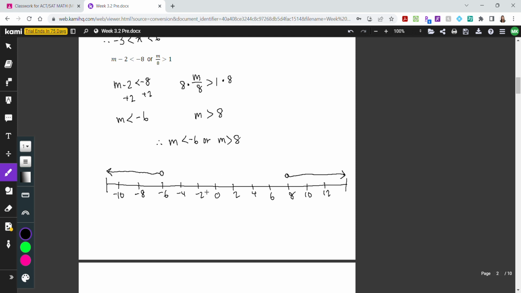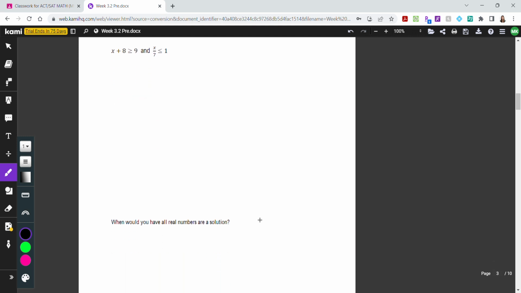Now the next thing that we're going to look at is an AND question. Now with an AND question, this is really conditional because the answer will be where the two inequalities overlap with each other. All right, so let's look. Again, we will separate this into two parts. Solve the first one by subtracting 8 on both sides, which gives you x is greater than or equal to 1. Multiply both sides by the reciprocal of the fraction, which then gives x is less than or equal to 7.